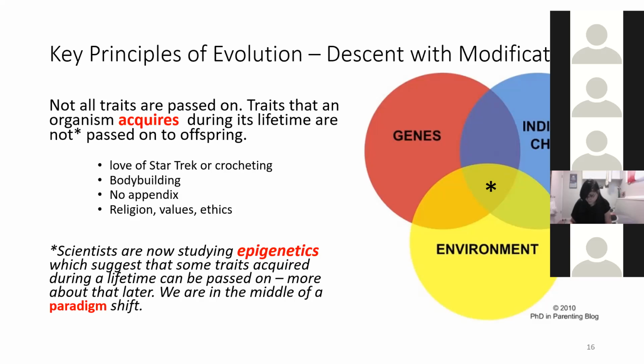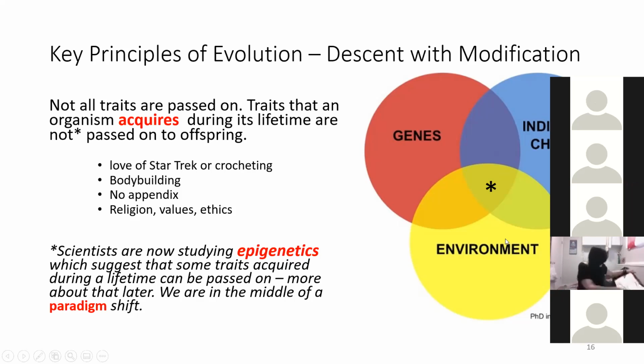Okay, so not all traits are carried on. Traits that an organism acquires or picks up, whatever word you want to use, during their lifetime are not passed on to the generations. So if you have a love of Star Trek or crocheting or bodybuilding, or you lose your appendix, or ethics or values, all that stuff, that's not passed on to your children, at least not guaranteed through genetics. So what scientists are actually thinking is when things are passed on, it's now looking like it's a mix of genes and the environment and the individual choice.